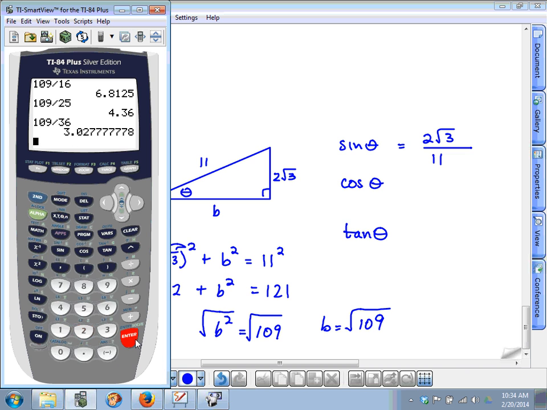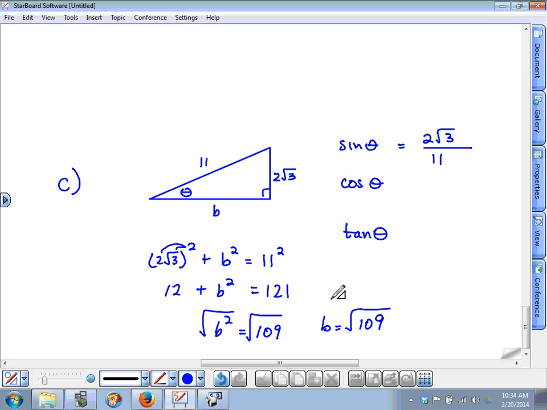36 doesn't work. Try 81. 49 doesn't work. 64 is too big. 81's too big. Doesn't have anything, so we can just leave it as square root of 109. Well then, that was big. So now we know the adjacent side.